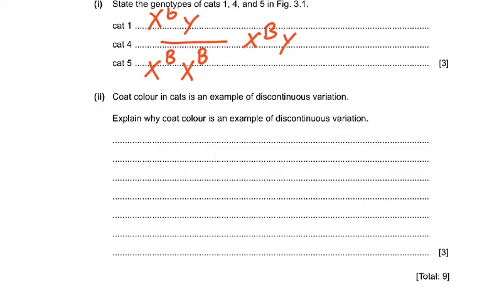Then coming to the last part of this question, coat color in cats is an example of discontinuous variation. Explain why coat color is an example of discontinuous variation. So direct question, they are distinct phenotypes or distinct categories. No range of color, there are no shades, no 10 or 15 different shades of color as controlled by genes. And plus this is not affected by the environment. Like we see the length of stems is affected by the environment if they didn't get enough light. So that is continuous.